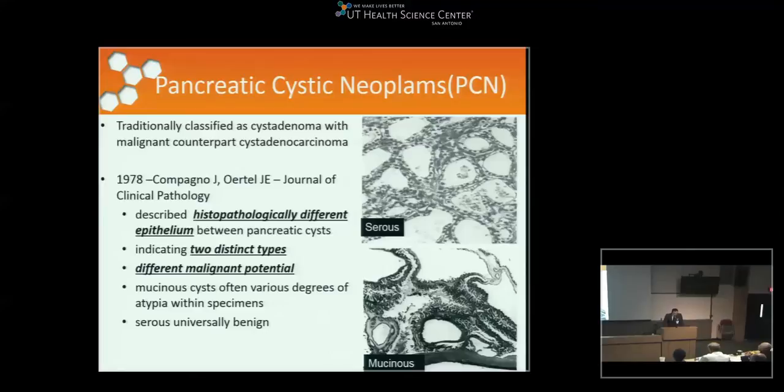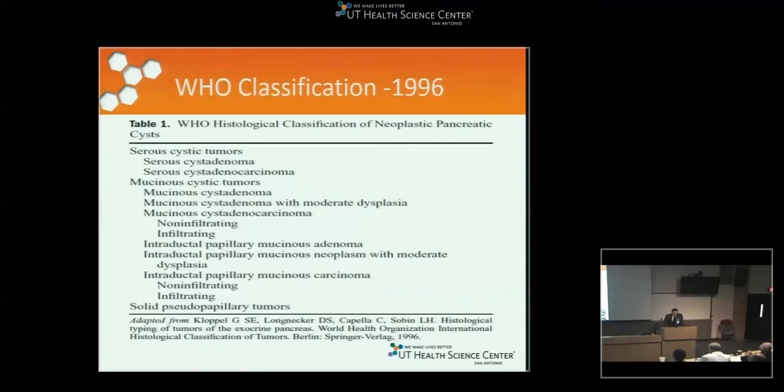Possibly more importantly, they noted in their series that these cysts have different malignant potential. Serous cysts are almost universally benign, while mucinous cysts often have various degrees of atypia within the same specimen, so they can have non-invasive and invasive components in the same specimen at different locations in the epithelial wall.